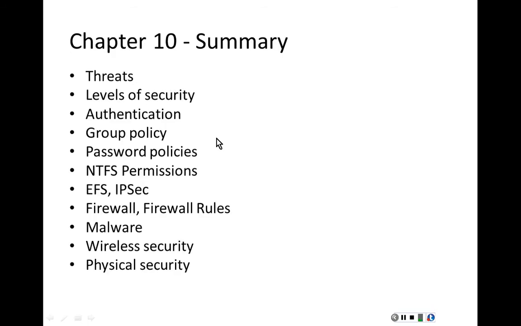Chapter 10. Summary. In this chapter, we looked at different threats, and we saw that it is our job to try to mitigate threats. We looked at levels of security, at authentication and authorization. We looked at group policy to configure password policies. We saw that NTFS permissions can protect against unauthorized access to confidential files. EFS encrypts files on the hard disk. IPSec encrypts data which goes over the wire.